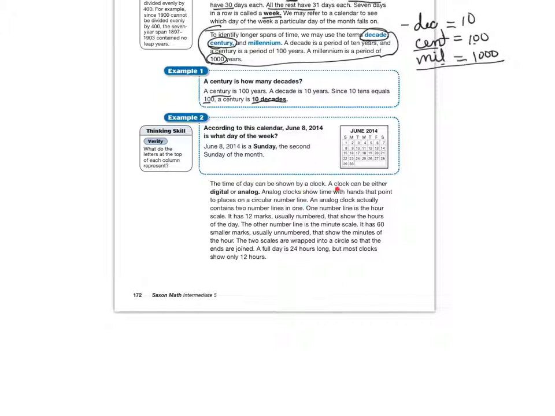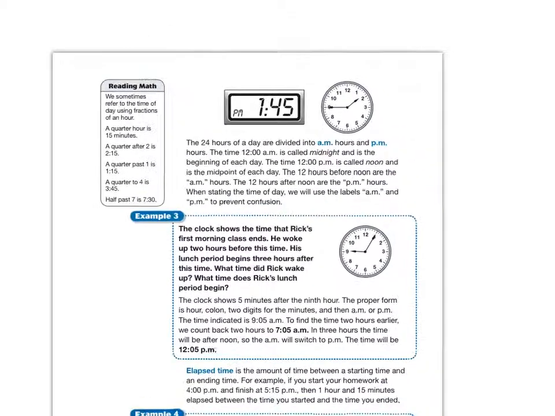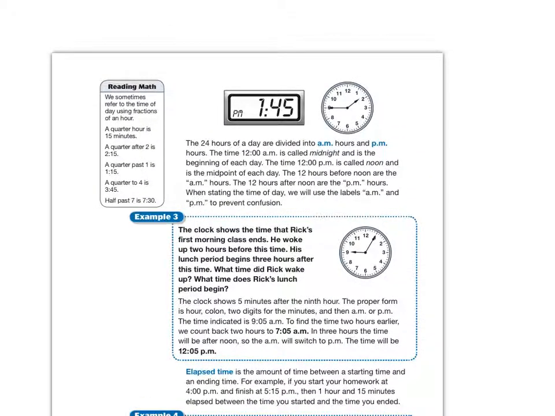All right, the time of the day can be shown on a clock, either digital or analog. So we're going to read some clocks. This is going to be easy for you guys, I'm sure. Notice here we have two clocks right next to each other that say the same thing. See, the hour hand is in between the 1 and the 2, and the minute hand is right here on 45, because each one of these is 5, 10, 15, 20, 25, 30, 35, 40, 45.